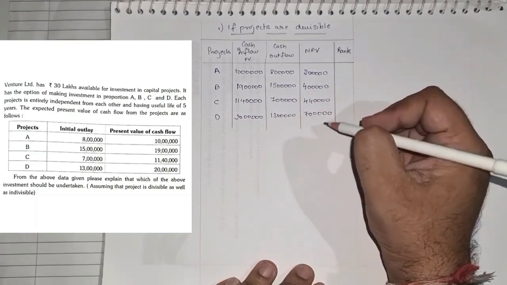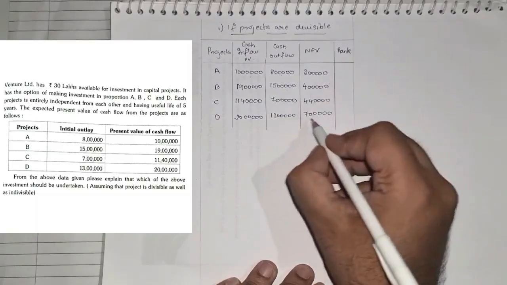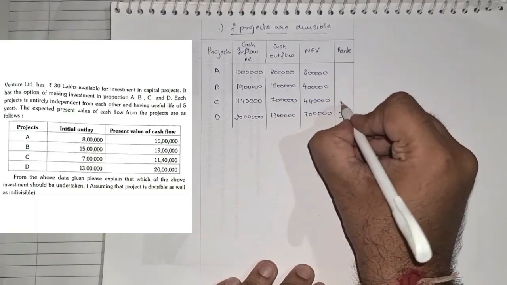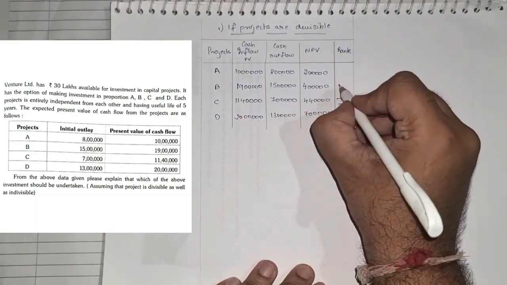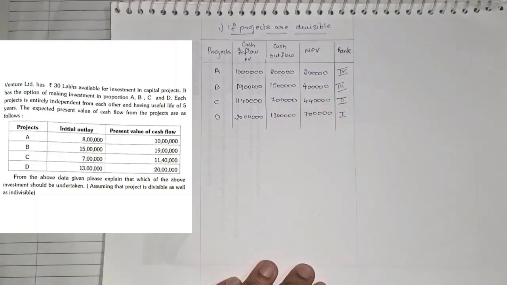Once you get the NPV, let's start ranking them as per NPV. The highest NPV we got is in project D, so I'll give that rank number 1. The second highest is 4 lakh 40 thousand. The third highest is 4 lakhs. And the fourth highest is 2 lakhs. For choosing the correct investment, we'll have to go rank wise. Now this is when the projects are divisible. So first step, we find the NPV and we get the ranks.